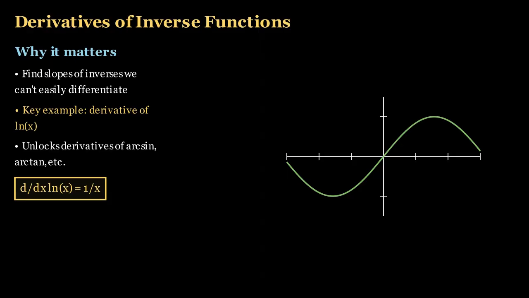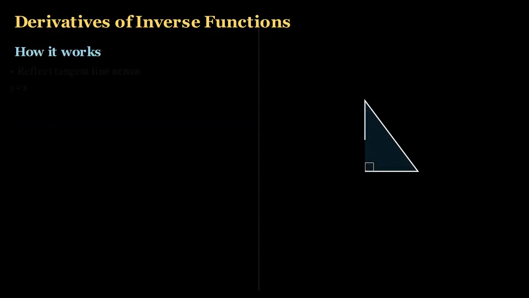Picture the graph of f and its inverse g. You already know that g is the reflection of f across the line y equals x. Now pick a point on f and draw the tangent line there. Its slope is rise over run. Reflect that tangent line across y equals x.